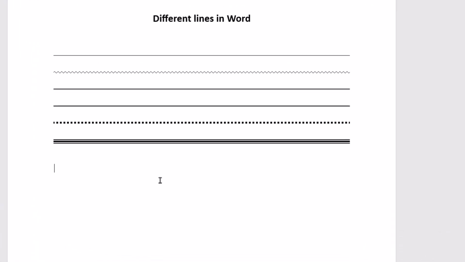To get the first line, which is a straight line, you need to use on your keyboard the minus sign, also known as a dash. Type it 3 times and then press return, and there we have it.